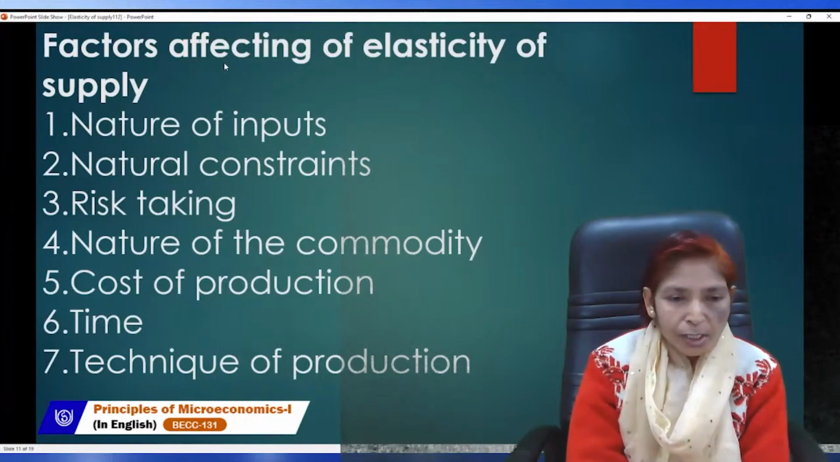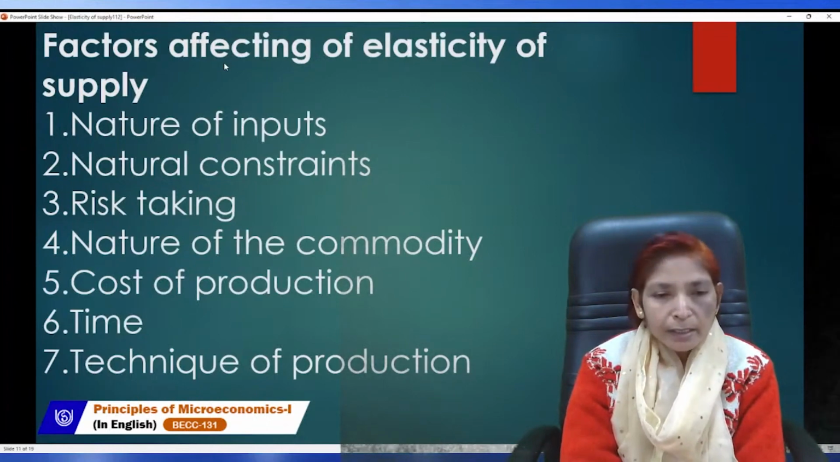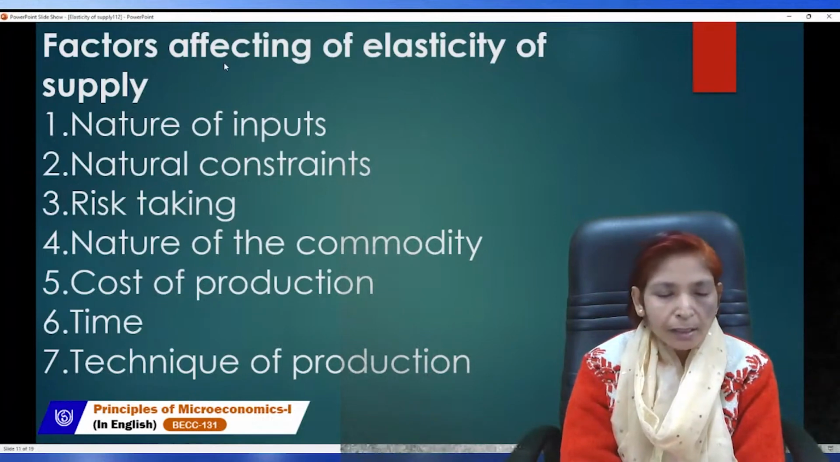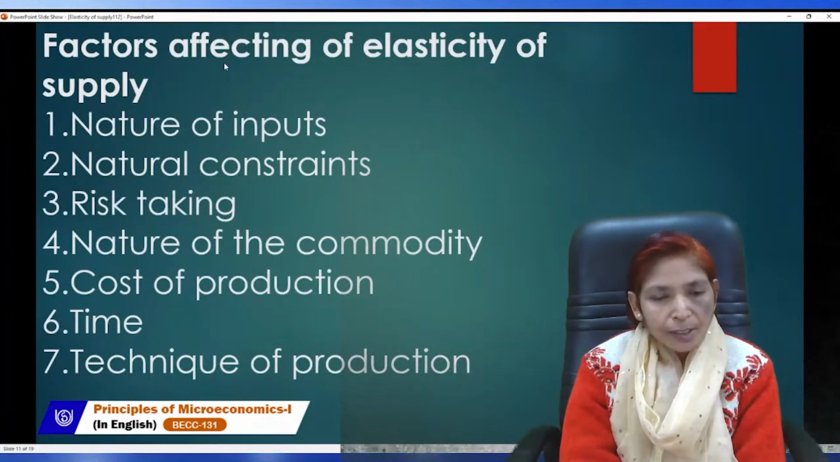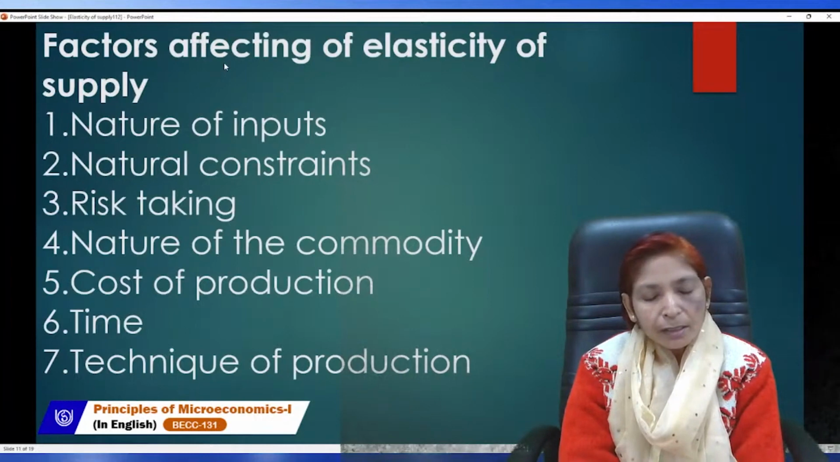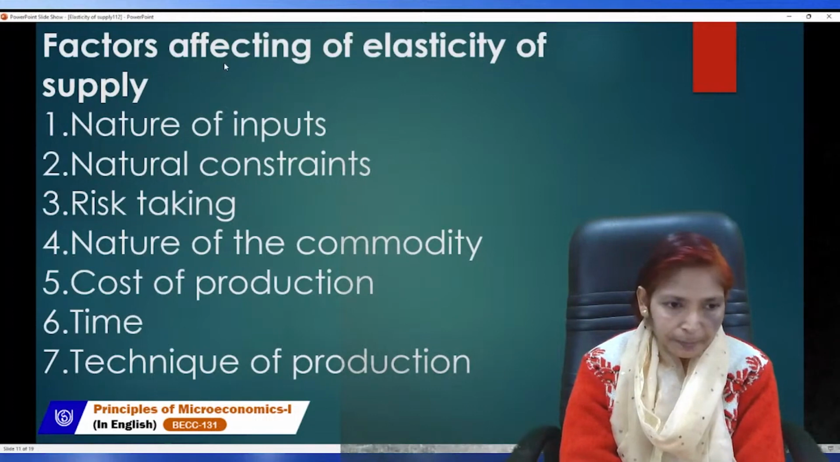And if cost of production is less, then the producer's profit motive will increase. So the producer will produce more goods and services. In this case, elasticity of supply will be more elastic. So cost of production inversely affects elasticity of supply. Rise in cost of production, elasticity of supply will be less elastic. Fall in cost of production, elasticity of supply will be more elastic or perfectly elastic.